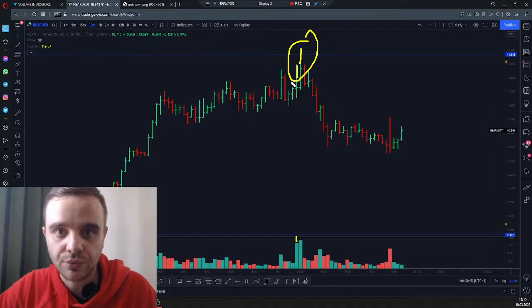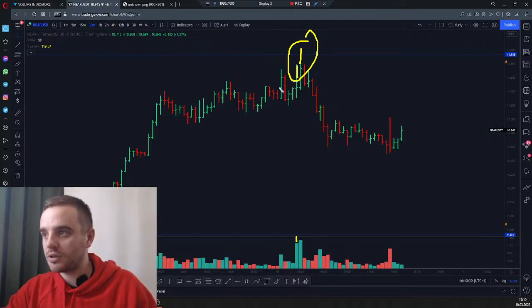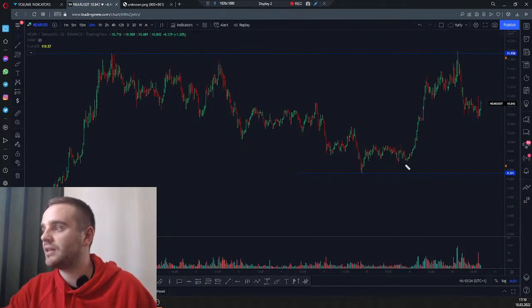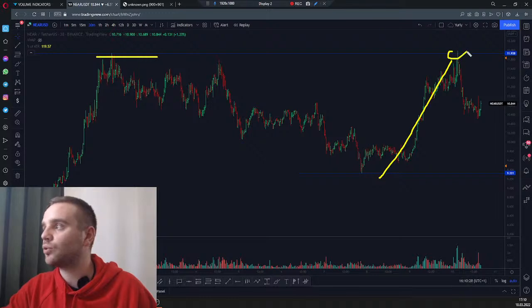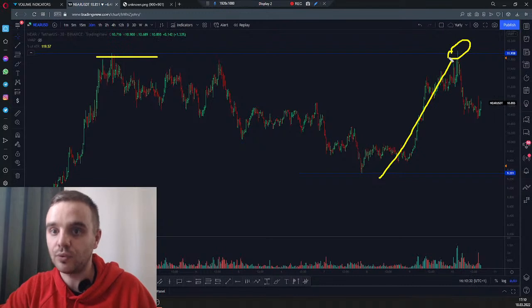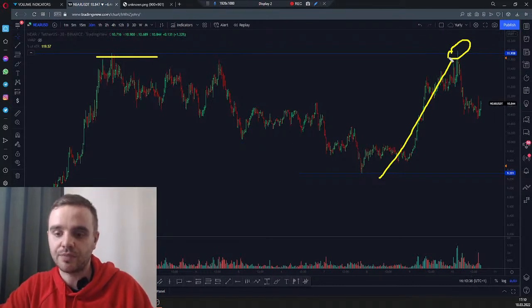Why is it so important for us? Because if price made a significant movement and there is a significant level, quite often price bounces after such significant volume, if we are talking about the false breakout strategy.